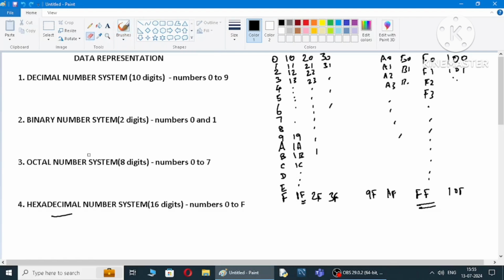Next we will learn how to convert a number that belongs to one number system to another number system. Any given number can be converted. A hexadecimal number you can convert to binary, decimal you can convert to octal. So we will learn the method which is used to convert one number system to another.